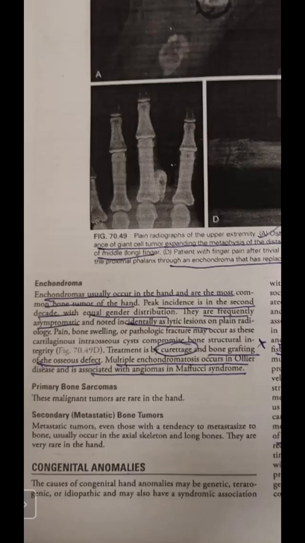Multiple enchondroma is called as the Ollier's disease. Ollier's disease plus angioma is called as the Maffucci syndrome. All these three are pre-malignant conditions. Okay, they have a risk for malignancy.